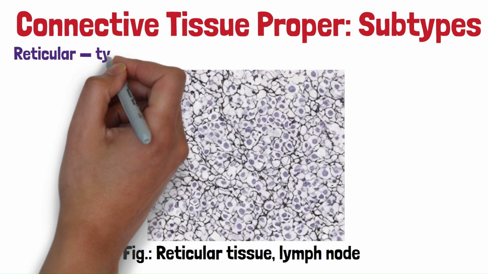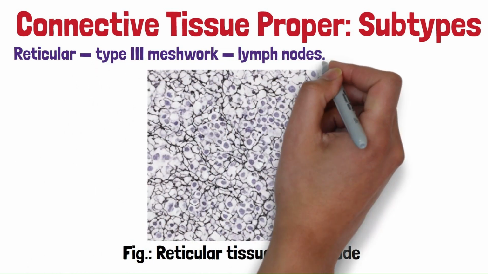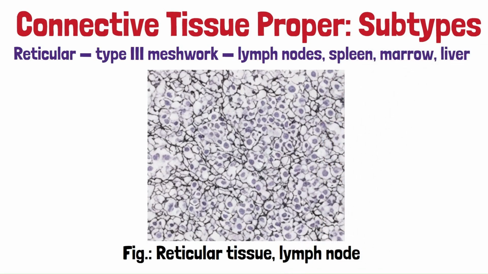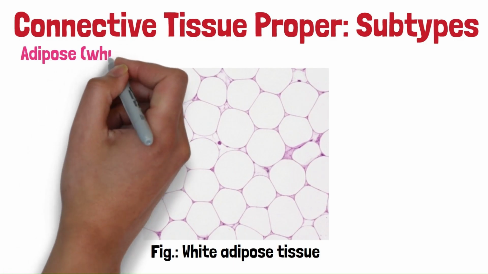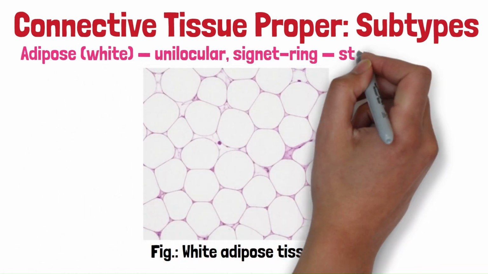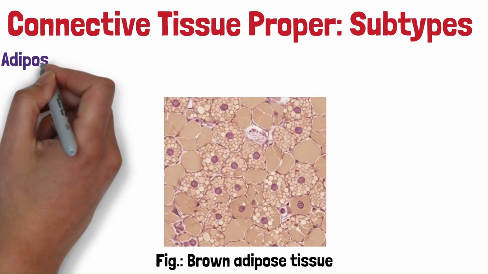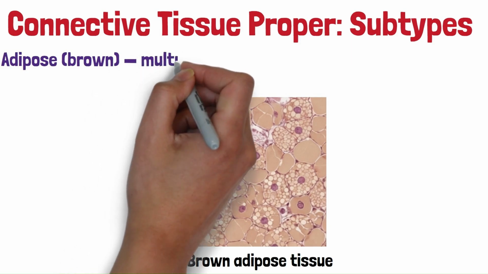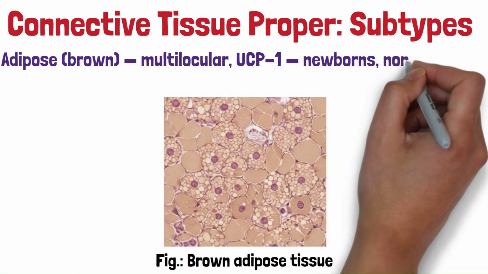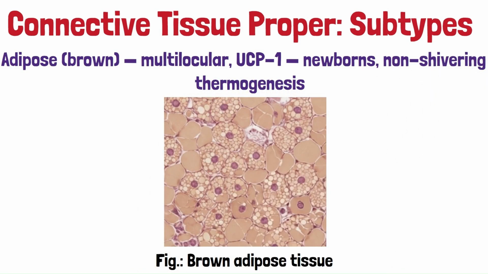Reticular tissue is that fine type 3 collagen meshwork forming a supportive scaffold. Lymph nodes, spleen, marrow, and liver stroma all depend on it. White adipose tissue has one big lipid droplet per cell, giving it that signet ring look, and it's built for storage and insulation. Brown adipose tissue is different. Multiple small droplets, packed with mitochondria expressing UCP1, and it's how newborns generate heat without shivering.